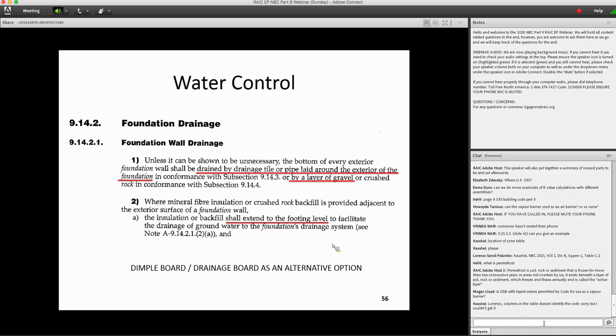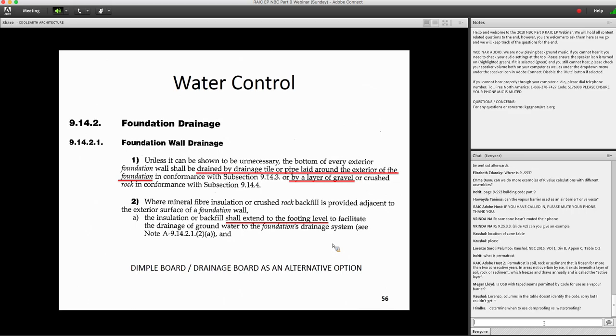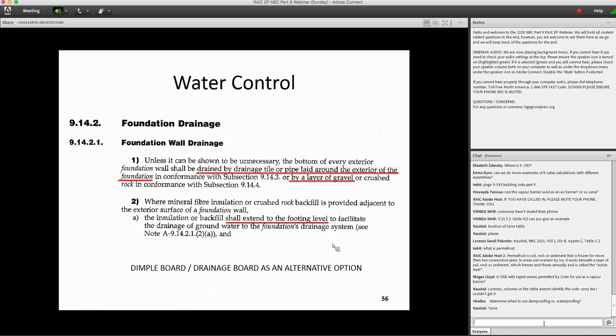We can also, and that's something that I'm adding, the code here talks about mineral fiber insulation or crushed rock backfill to be adjacent to the exterior wall foundation. It's kind of difficult to really build with crushed rock. It has to be a lot, but you can do it, or use mineral fiber.